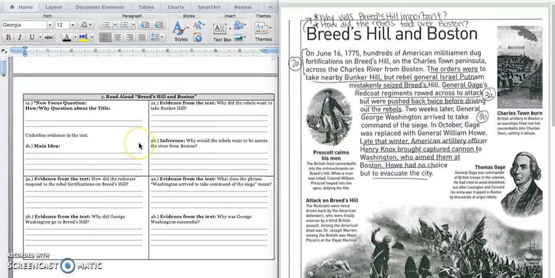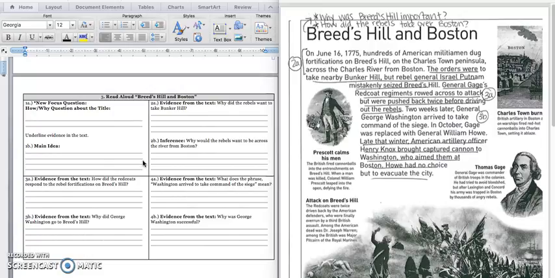So in 1B, we would write down, the rebels wanted to gain control of Bunker Hill in order to drive the redcoats out of Boston. The rebels accidentally took Breed's Hill, but once Washington took over the siege, the redcoats were forced to leave Boston. Press pause to write down your answer and play when you're ready for number 2.